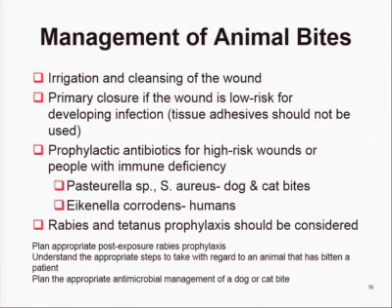So if you look at the management of animal bites, it talks about irrigation and cleansing of the wound. Primary closure of the wound is low risk, and again, they do not recommend tissue adhesives at all. Prophylactic antibiotics for high-risk wounds and those with immune deficiency. You may get a question as to what organism is common. So it's Pasteurella and Staph aureus with dog and cat bites, and Eikenella with human bites. And again, consider rabies and tetanus prophylaxis.